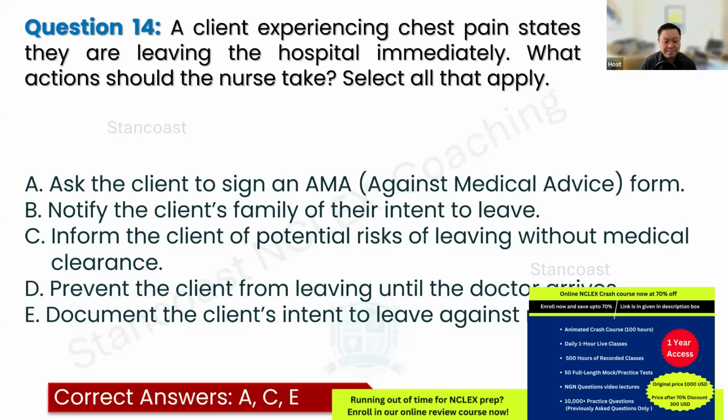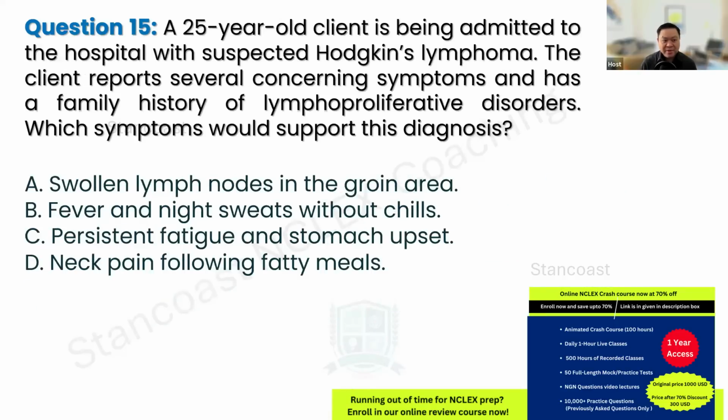Number 15. A 25-year-old client is being admitted to the hospital with suspected Hodgkin's lymphoma. The client reports several concerning symptoms and has a family history of lymphoproliferative disorders. Which symptoms would support this diagnosis? A, swollen lymph nodes in the groin area. B, fever and night sweats without chills. C, persistent fatigue and stomach upset.